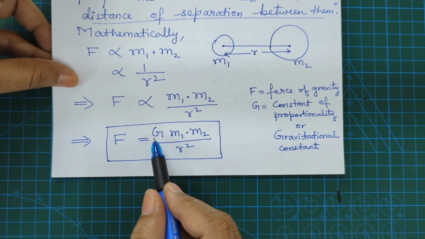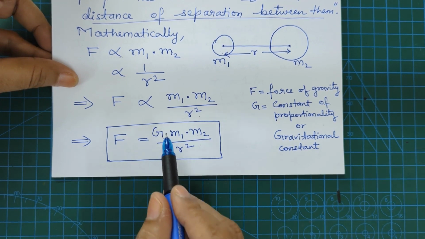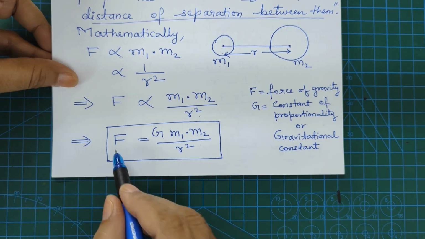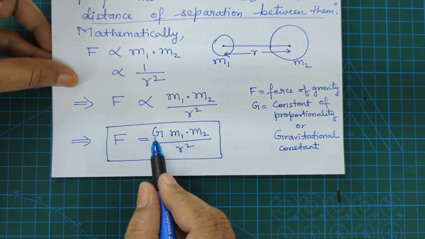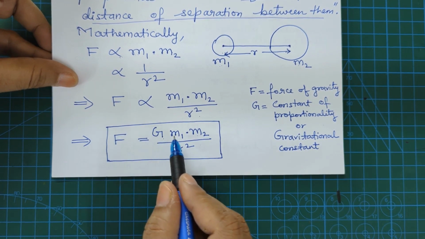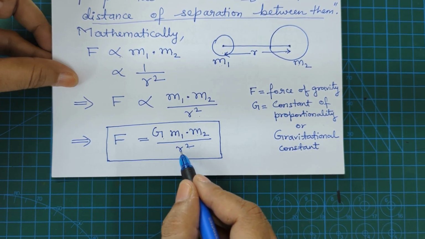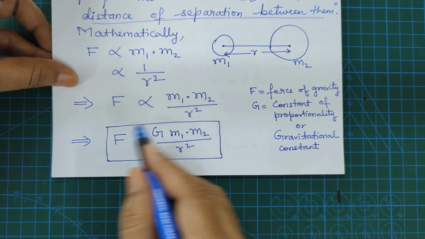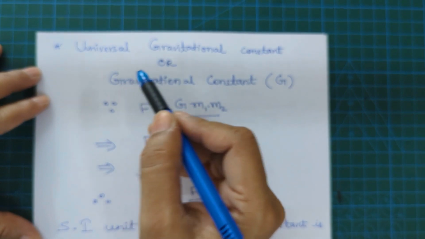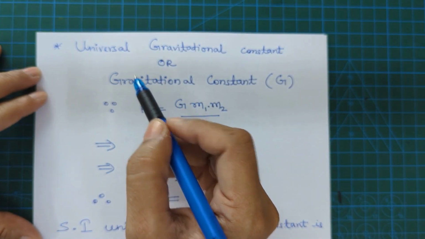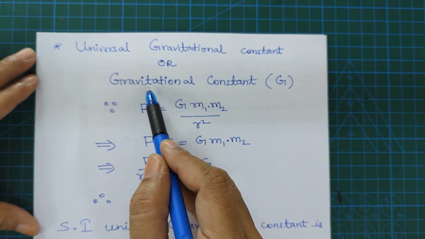So G is the constant of proportionality, otherwise known as the universal gravitational constant. So force of gravity can be calculated using the product of universal gravitational constant times the masses of the 2 objects divided by the square of the distance of separation between the masses. So this is universal law of gravitation. So we came across a new physical quantity, that is universal gravitational constant. Universal gravitational constant is otherwise in short called gravitational constant.